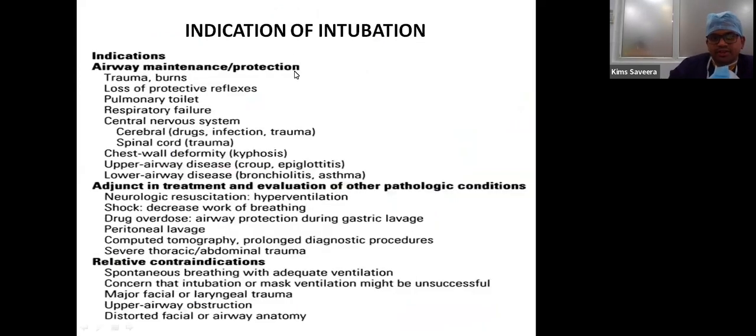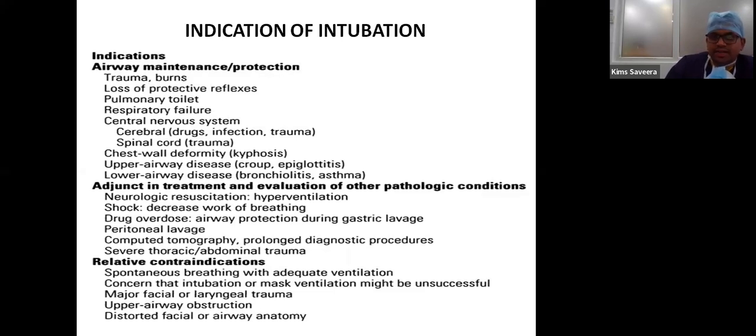Now coming to the indications of intubation, we have many indications, relative contraindications and adjuvants. Indications include airway in trauma, burns, loss of protective reflexes, pulmonary toileting, and respiratory failure, and CNS causes like coma due to overdosage of any drugs, or CNS infection like meningitis, or trauma, whether EDH or SDH, based on the patient's GCS, and spinal cord trauma, and chest wall deformities with severe kyphosis, and upper airway obstructions like croup and epiglottitis, and lower airway diseases like bronchiolitis and asthma.